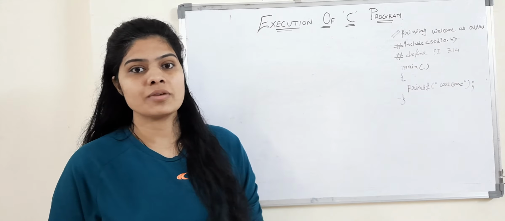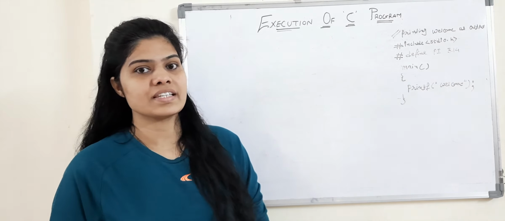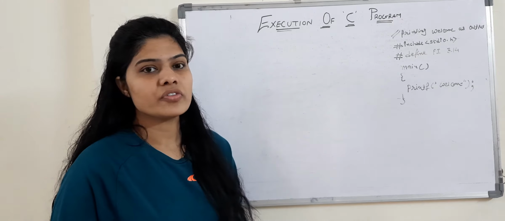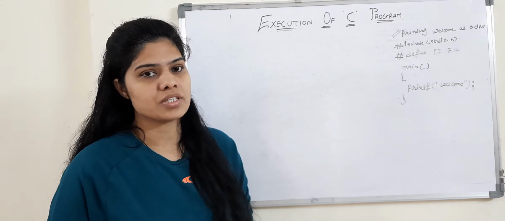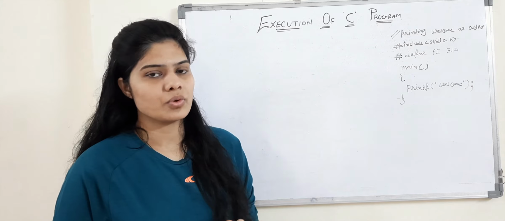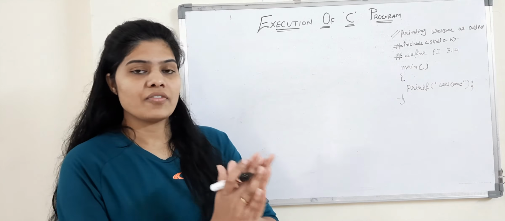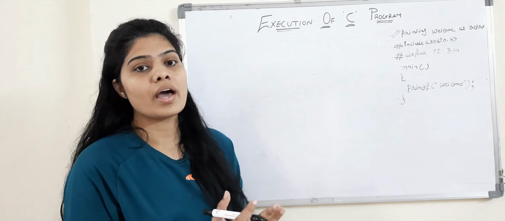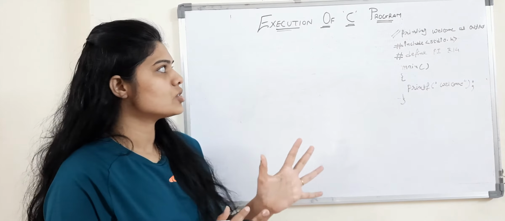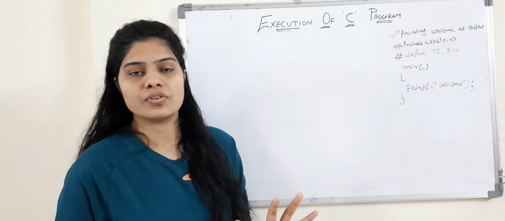In this series of learning programming in C, today we are going to discuss the execution of a C program. In the previous video we discussed the basic structure of a C program. With the help of that structure we came to know how to write a very simple program. But after writing the C program, how to execute it is very important. So today we will discuss the execution of a C program with the help of a flowchart.